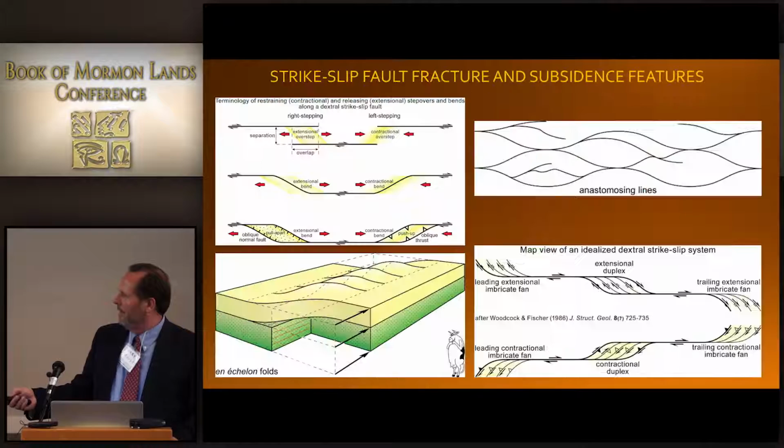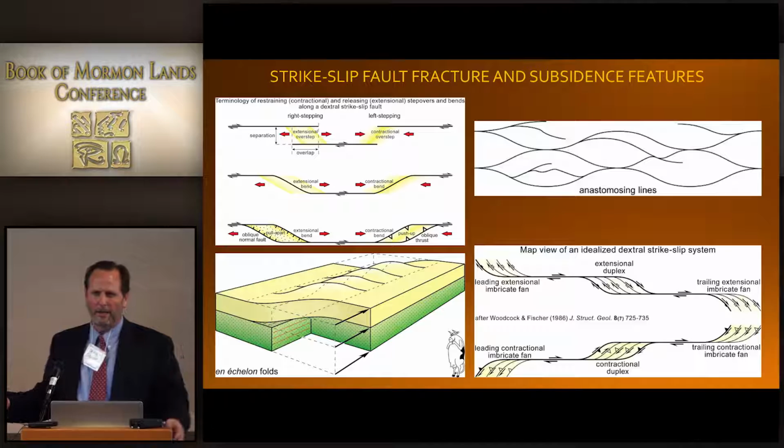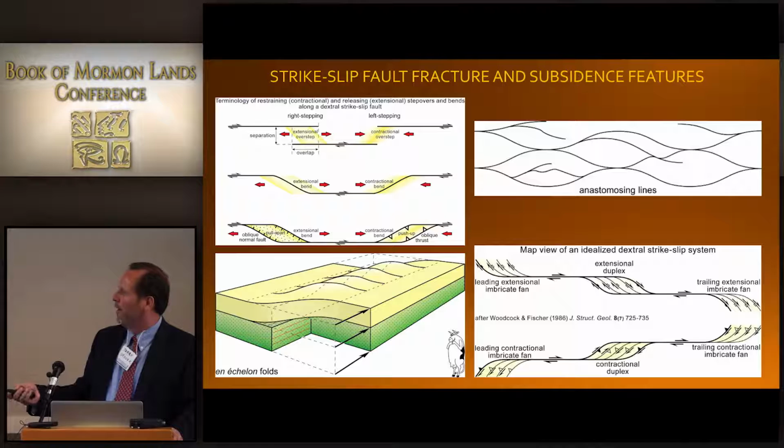I have this on here because the Book of Mormon talks about severe fracturing in the seams of the earth, all kinds of language that way. And the strike slip fault is typical that way. You get all kinds of fracture patterns, whereas with your normal fault, you get some fractures, but they're more just up, down, and cracks along a face, where the strike slip generates all these horsetails and different things off of it.